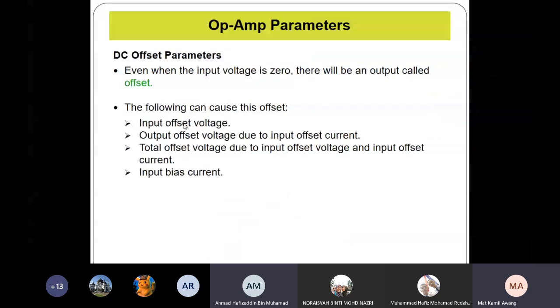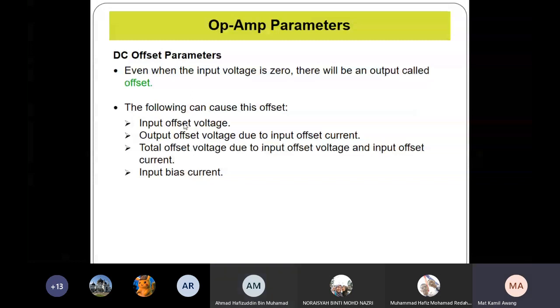Other parameters, DC offset parameters. Even when the input voltage is zero, there will be an output called an offset. So remember that you have the null offset pin. Basically that is for you to control the output offset, because when there is no input, but there is some offset output, you can use that null offset to zeroize your output.